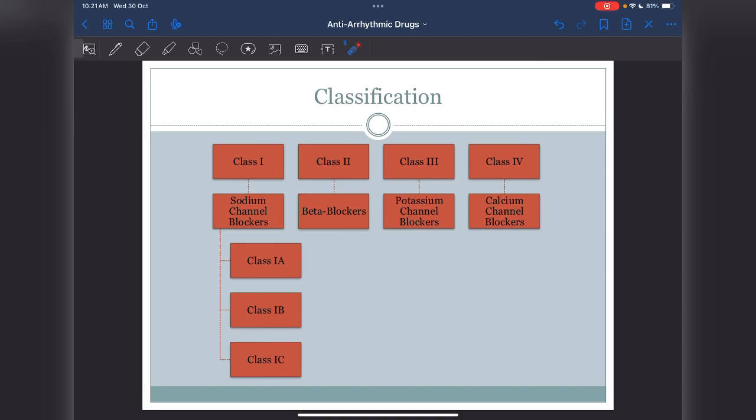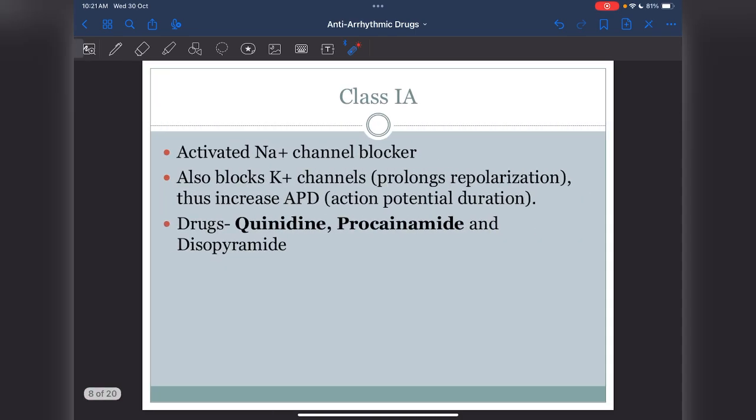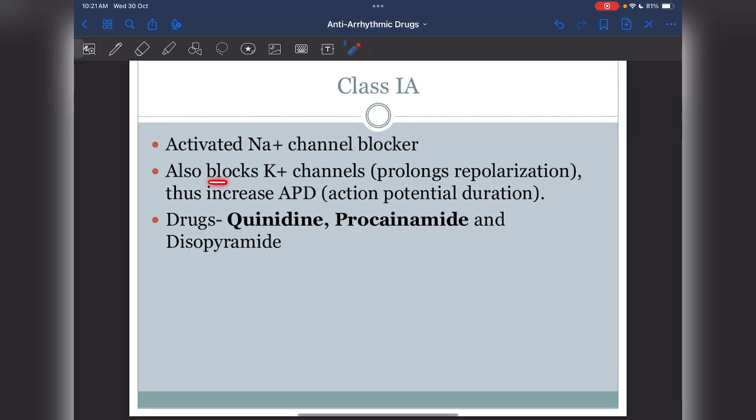Okay, so coming to class 1A drugs, they're activated sodium channel blockers. They're blocking the sodium channels that are in their activated form. That means the M gate is open and the H gate is open. Also, an additional property of 1A drugs is that they can block the potassium channel as well. That is their additional property.